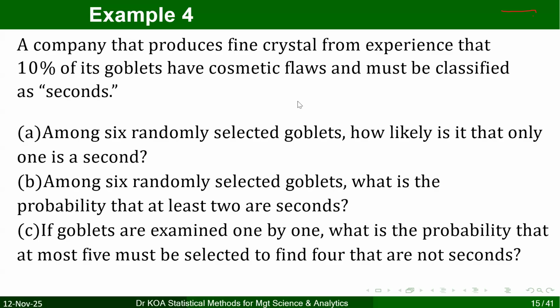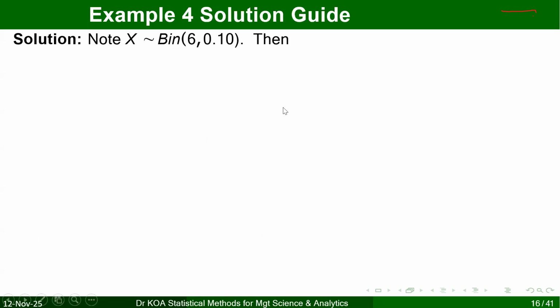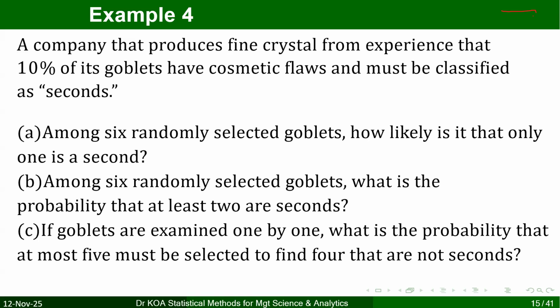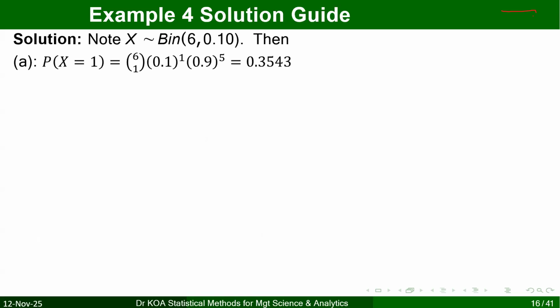Let's start the work. I want to believe that the first one, all of you got it. We have 6, so we'll work it this way. Probability that X is equal to 1. The question was only 1. So only 1 is just 35.43.